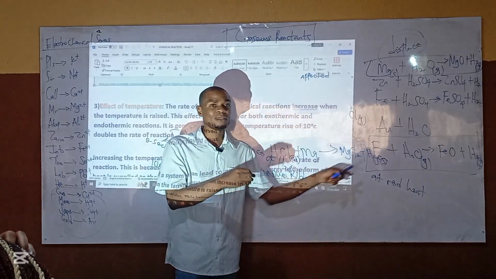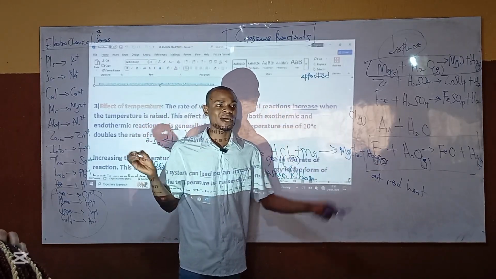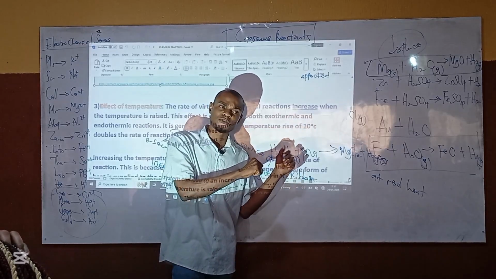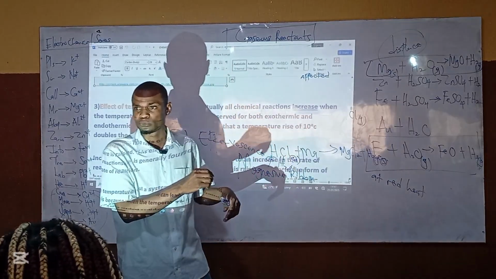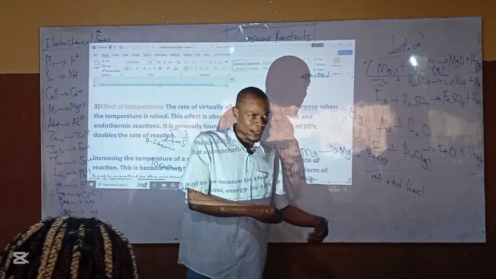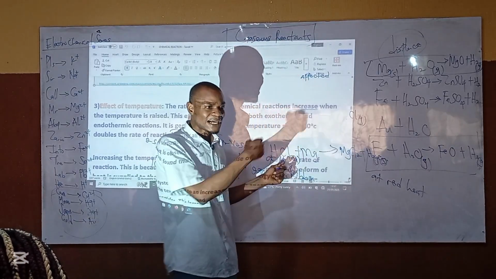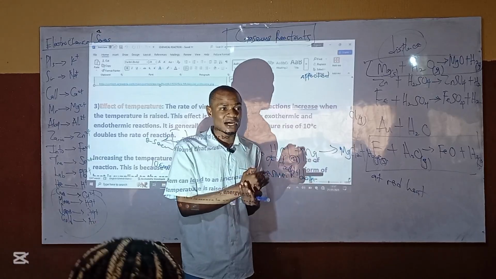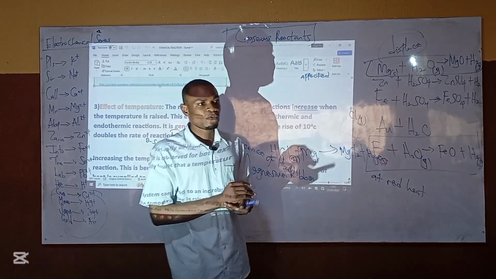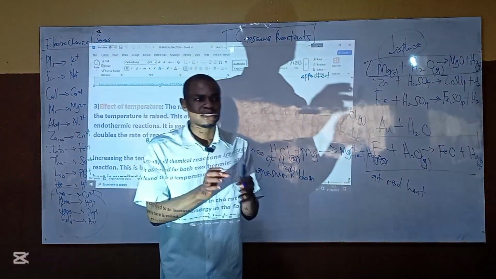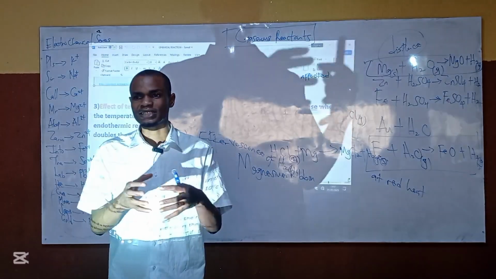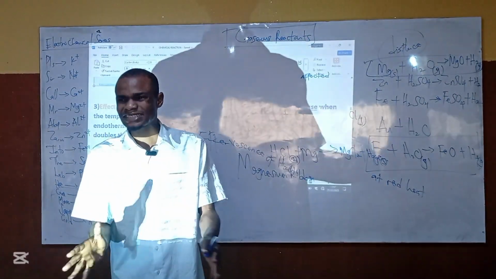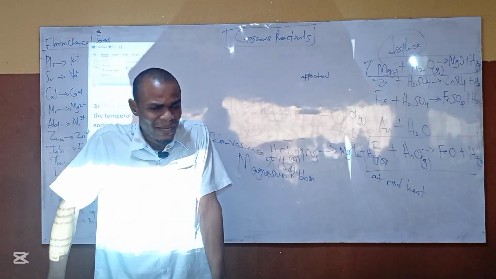What's going to happen? There will be a quick what? Evolution of hydrogen gas. Now, when you dilute or when you reduce the concentration of your hydrochloric acid, what's going to happen? The reaction will be slower. That's how concentration will affect the rate of chemical reaction. For a higher concentration, there will be a greater collision between the reacting particles. But for a lower concentration, there will be a lesser collision between the reacting particles.